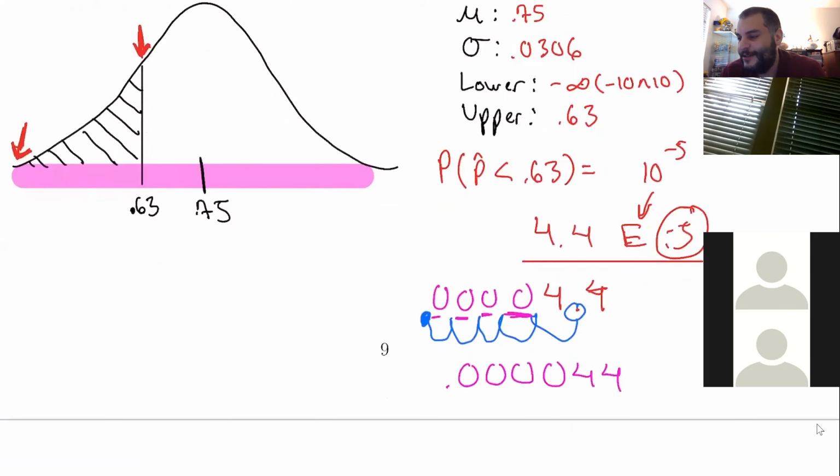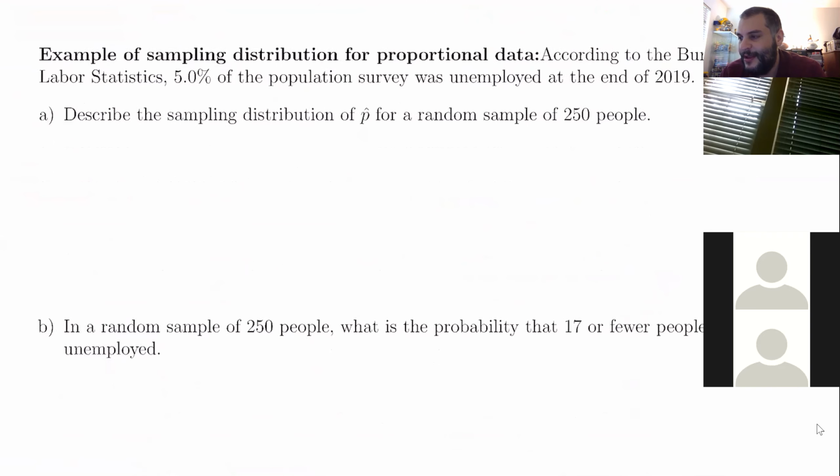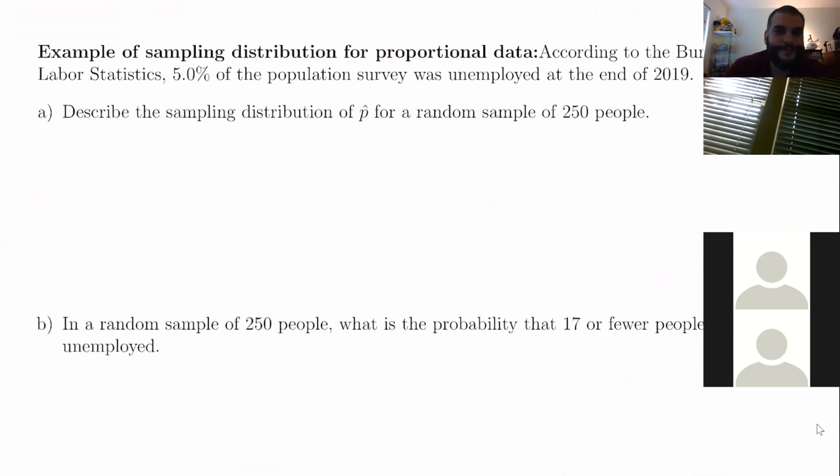All right, so let's go on down. Let's do a word problem. All right, so let's do this one. It says, according to the Bureau of Labor Statistics, 5% of the population surveyed was unemployed at the end of 2019. So that's telling me that the population proportion is equal to 0.05.